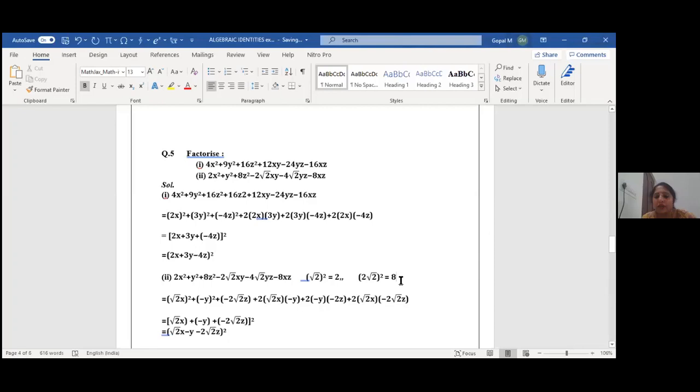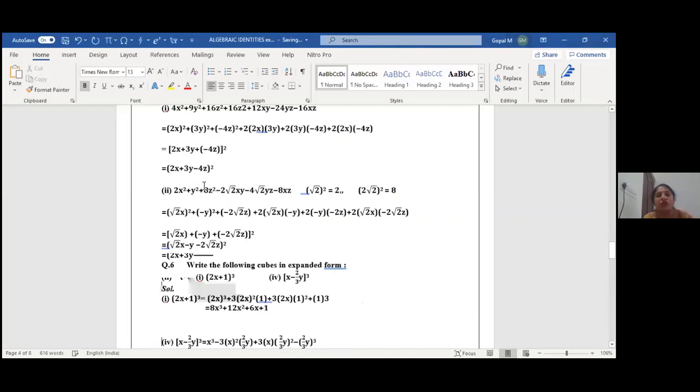Anyone have doubt? So I am writing this 2 in the form of root 2x whole square. And this 8 also I wanted to write in the form of whole square. So I'll write 2 root 2 whole square in the place of 8. These are the changes I made. Am I clear on this one? Next you see here, these terms are negative.